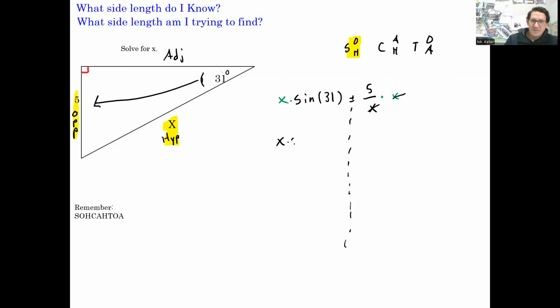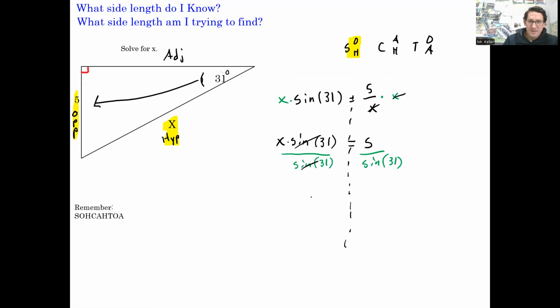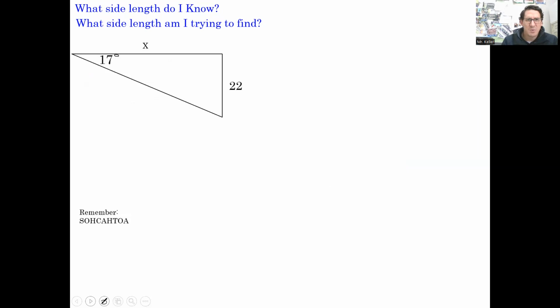So it's x times the sine of 31 is equal to 5. And then the next step is to divide by the sine of 31. So it just takes an extra step. Not much. So these cancel out, and you get x is equal to 5 divided by the sine of 31. That's 9.71. All right. Let's do one more example.